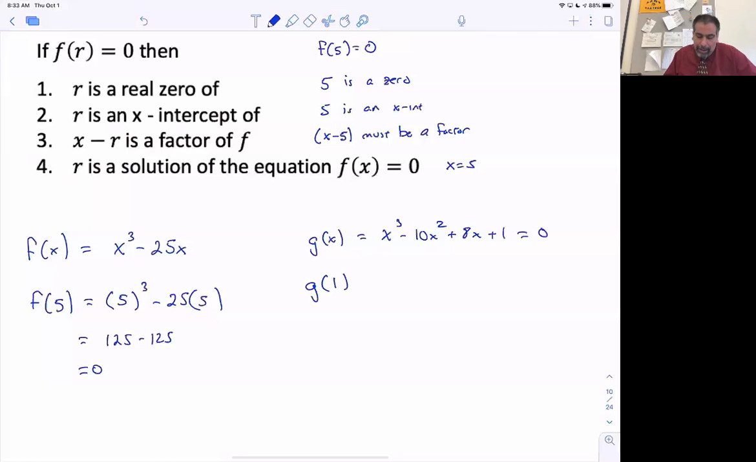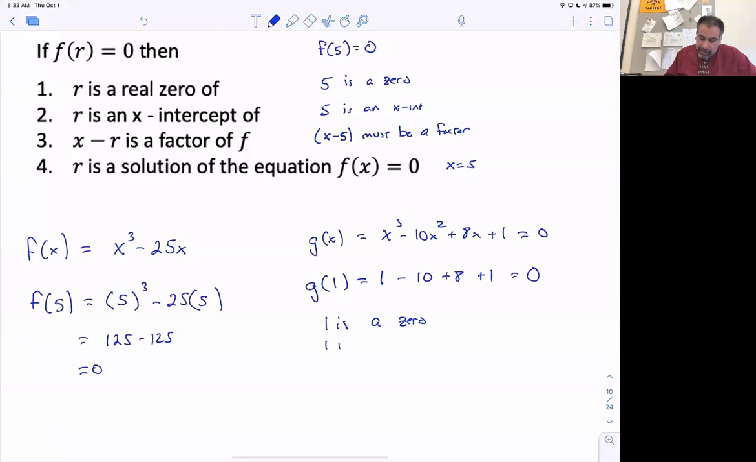I'm going to guess 1. I always like to guess 1 to see what happens. If we guess 1, this is going to be 1 minus 10 plus 8 plus 1. That's going to add up to 0. Now I know all of these properties are in effect. 1 is a 0 for this problem. Okay, so 1 is a 0.